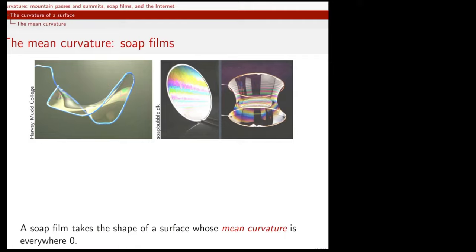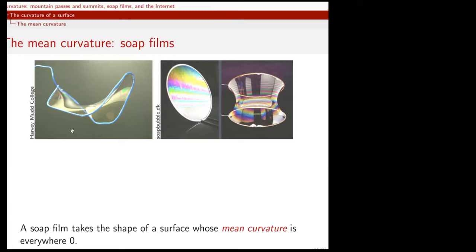But before you blow, what's the shape of the film? So you see it's here. And what you see very well on that picture is that it looks like a mountain pass, where there is one direction where clearly the curvature goes in that direction. And on the other hand, in this direction, the curvature goes up. And if you go around there, the direction goes down.